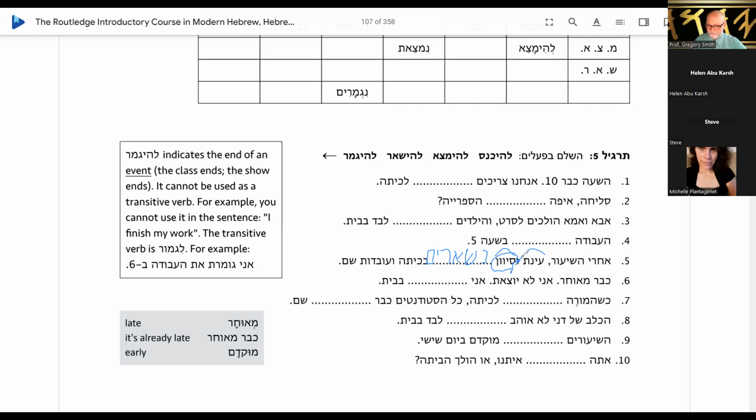You got this little vav there, which means "and." So Sivan, it looks like. סיוון. Okay, so Einat and Sivan, nisharim bakita, they are remaining in class, va'ovdot sham, and working there. Okay, so that's essentially how you fill these blanks in by figuring out number and gender. A really important part of Hebrew language study is to learn all of these different forms.